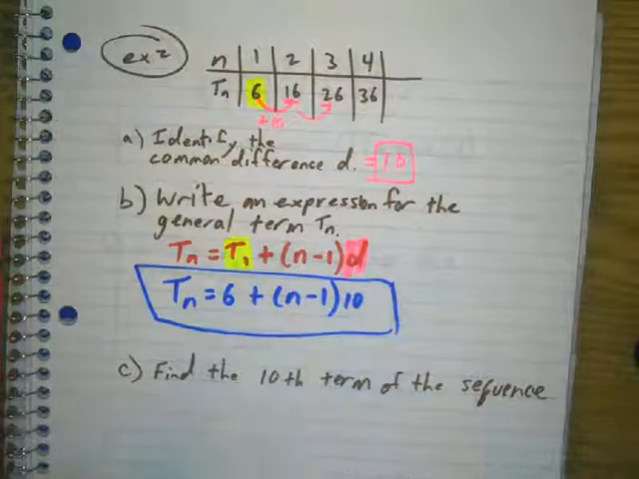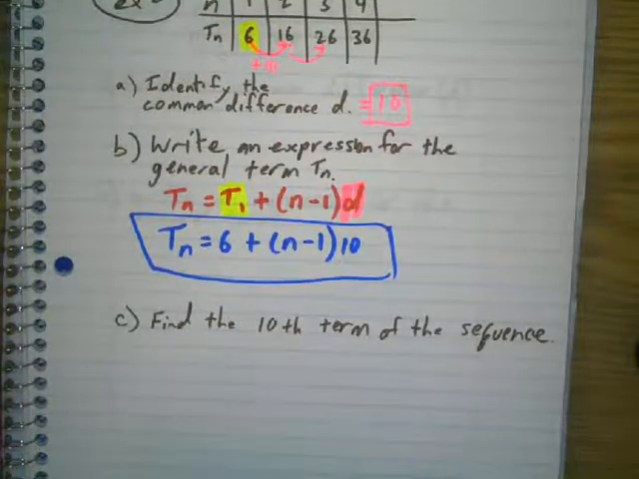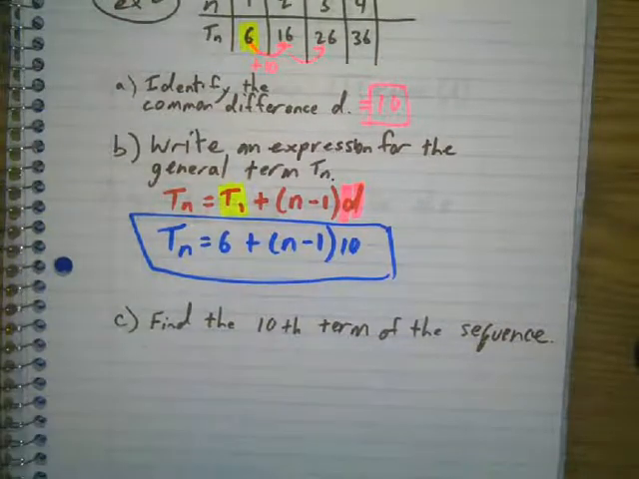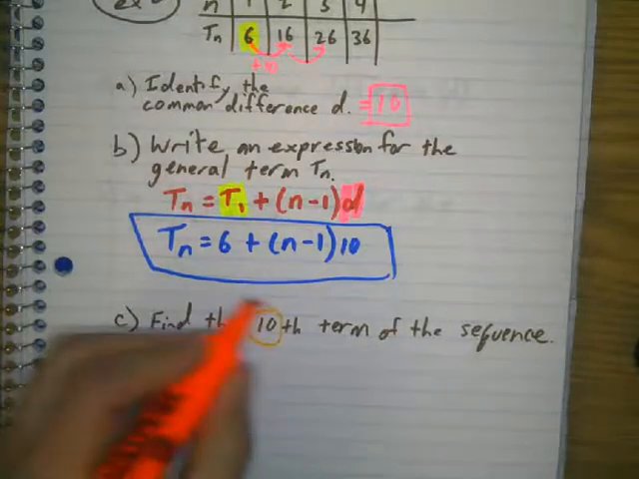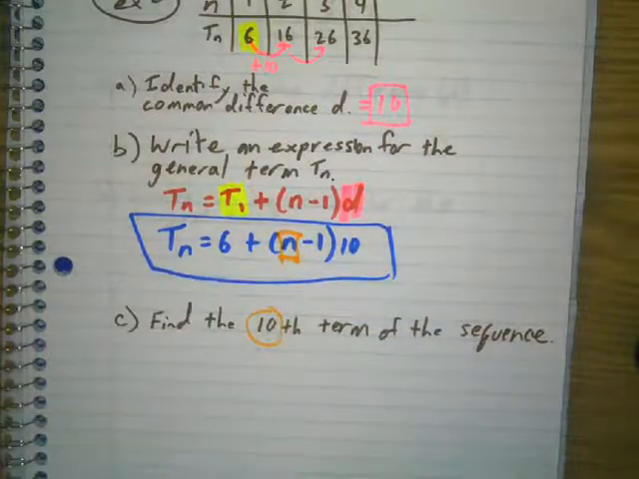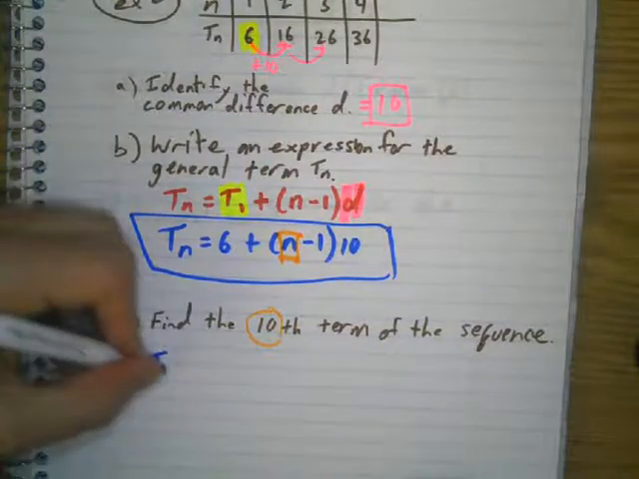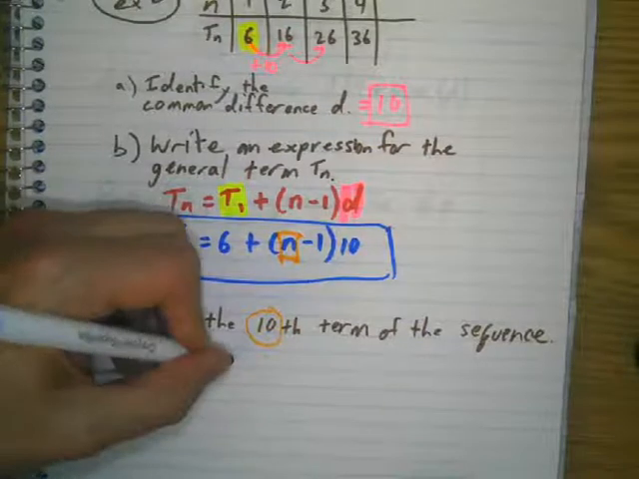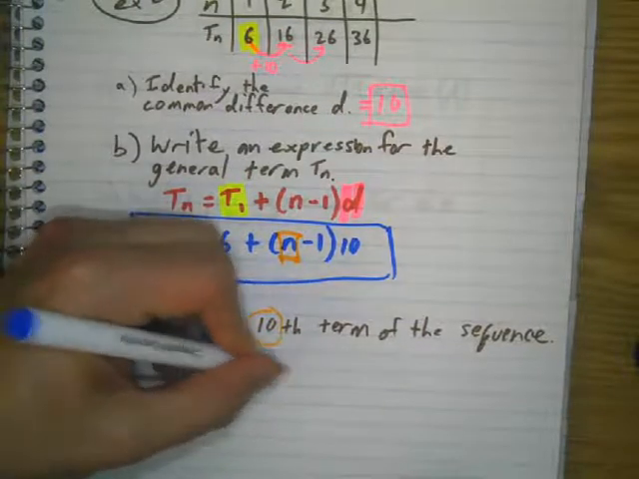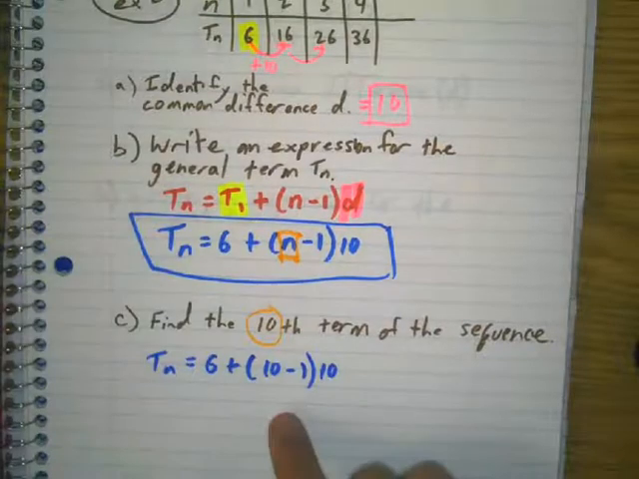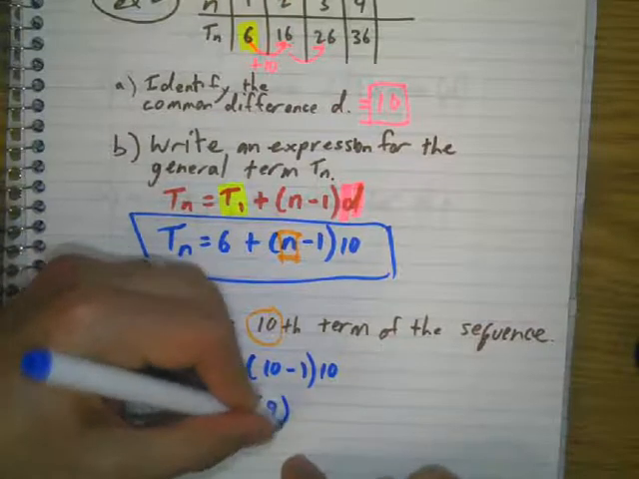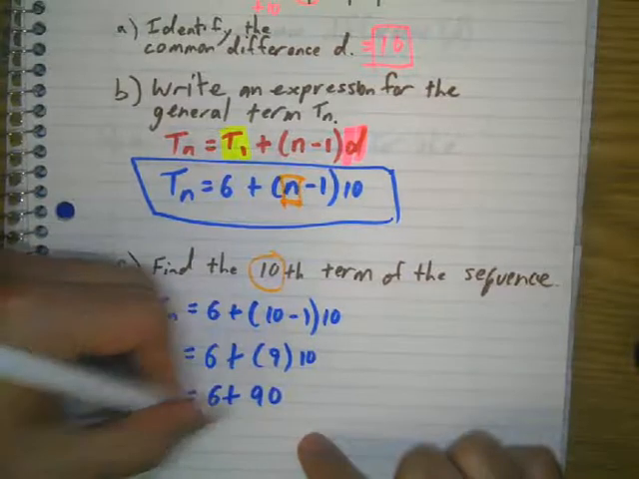Okay, and then finally, if they ask me to find the 10th term, we're going to plug in, guess what, for n? 10. So now we're going to go ahead and do that. So we get T sub n equals 6 plus (10 minus 1) times 10. All right, that's going to give me 6 plus 9 times 10, which is 6 plus 90, which is 96.